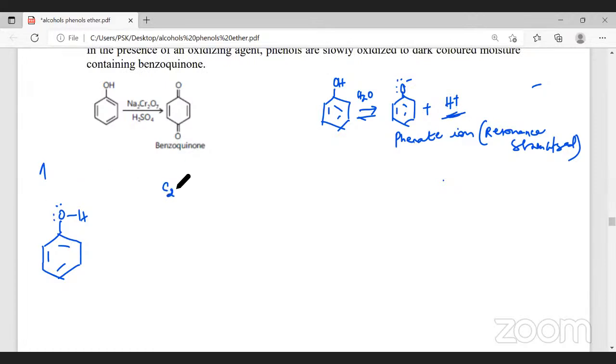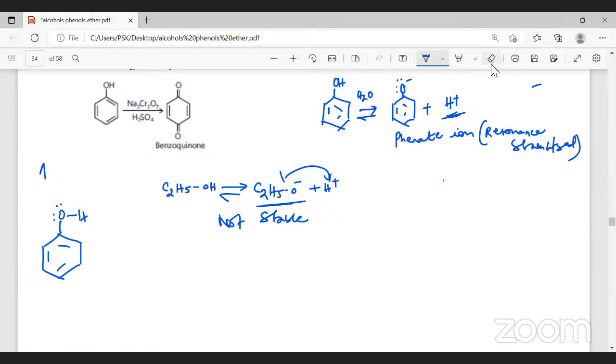Now, if you take an alcohol, C2H5OH, this alcohol also undergoes dissociation to form ethoxide ion, C2H5O minus, and H plus. This ethoxide ion is not stable because it is not undergoing resonance. Therefore, immediately there will be a reaction between H plus and the ethoxide ion to give you alcohol. Therefore, alcohols are very weak acids compared to water. That is what we learned. But phenol is a stronger acid than alcohol, but a weaker acid than carboxylic acid.